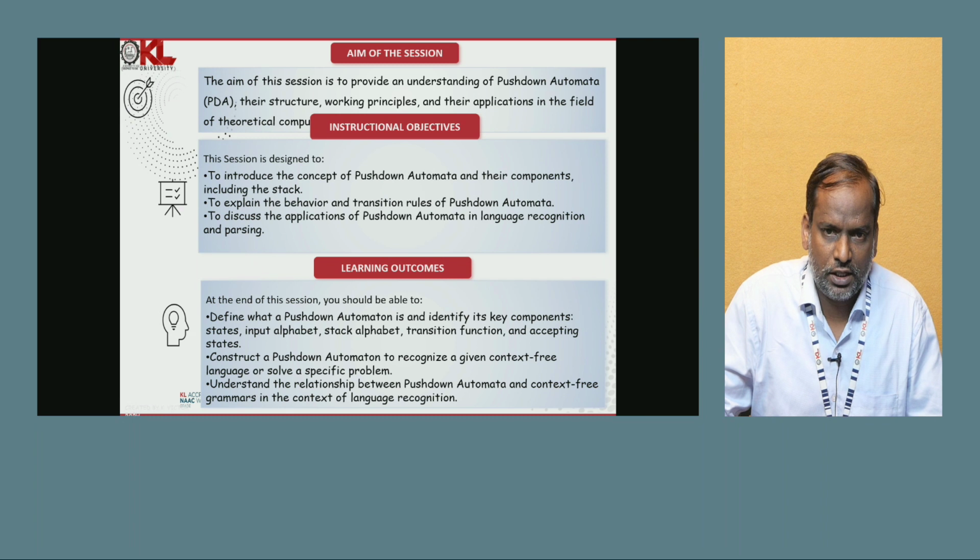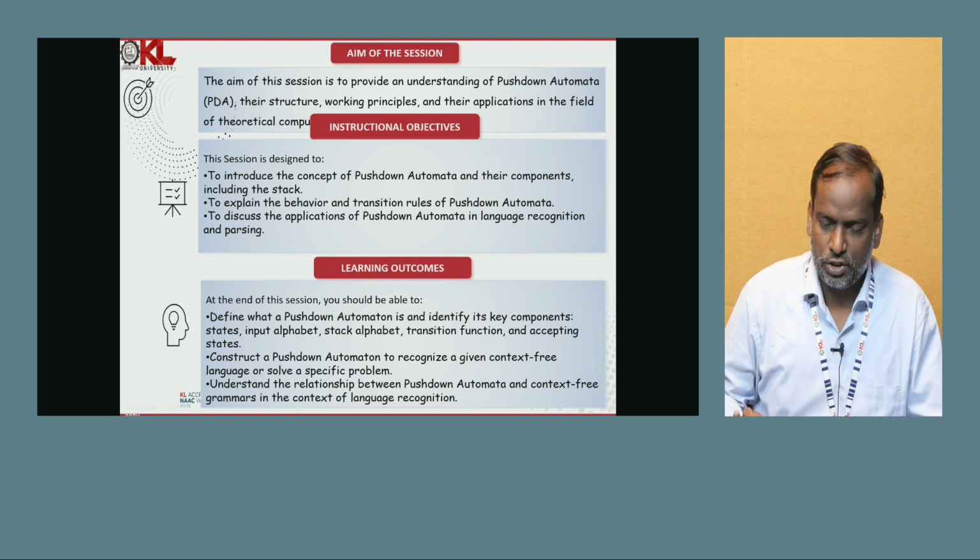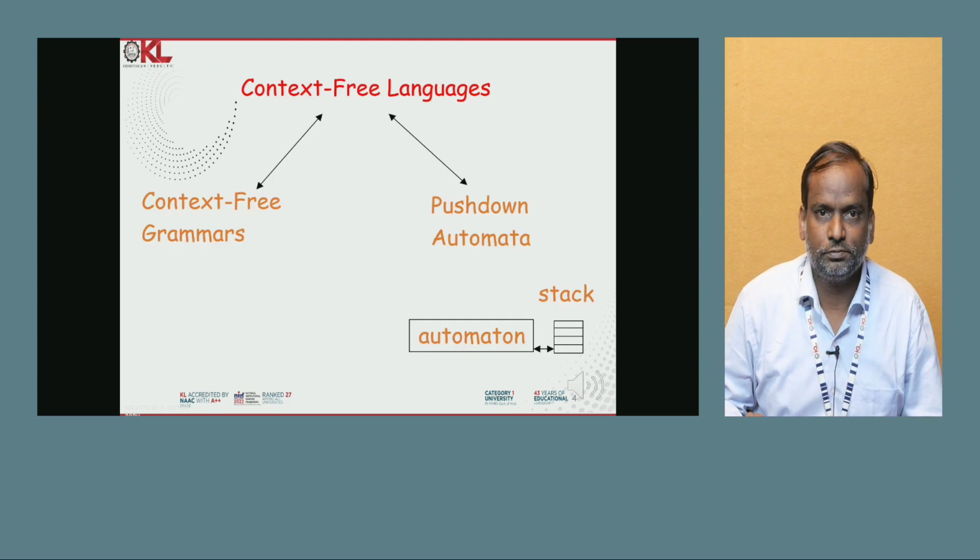So here are the learning outcomes. At the end of this session you should be able to define what a Pushdown Automaton is and its components, like states, input alphabet, stack alphabet, transition function, accepting states, and acceptance of context free languages, and understand the relationship between Pushdown Automata and context free grammars in the context of language recognition.